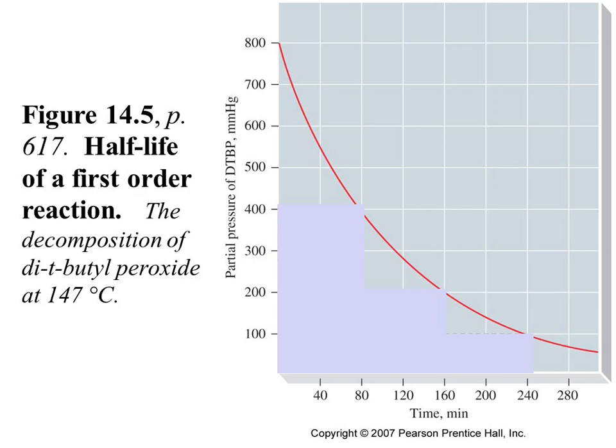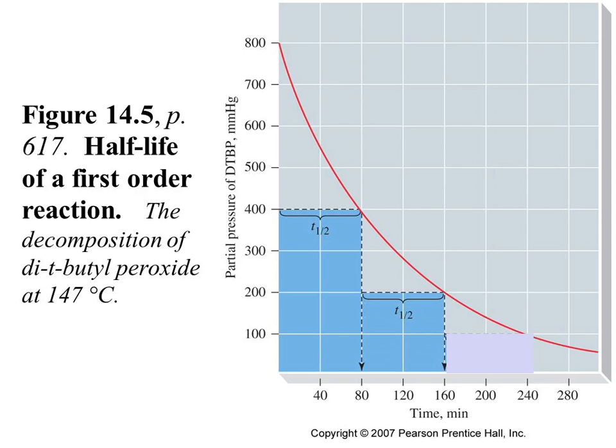So can you see where if it starts out at 800, the units are partial pressure. Notice when it gets to 400 millimeters of mercury, partial pressure, then half of it's been used up. It went from 8 to 4. And so that time right there, 80 minutes, would be its first half-life. Its second half-life then would go from 400 to 200 millimeters of mercury. Its second half-life is 160 minutes. Its third half-life goes from 200 to 100, and it's out here, 240 minutes. So first half-life, second half-life, third half-life.